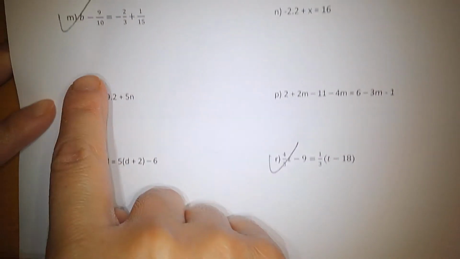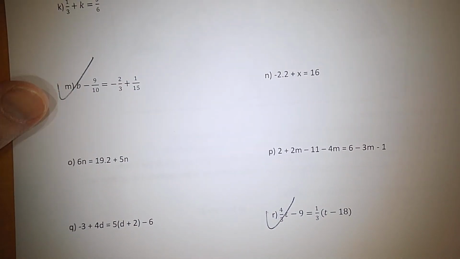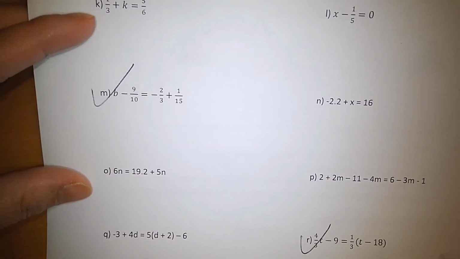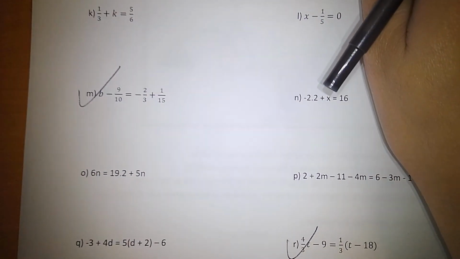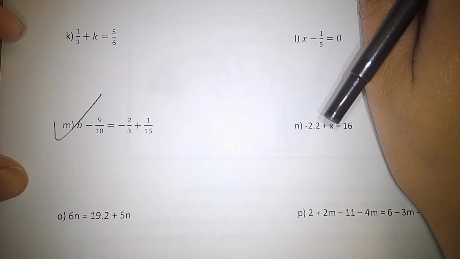So we're going to do these three questions together. If you know how to do these three questions, the rest of the questions are easier, right? Okay, so let's try all of them one by one. Okay, so question M. What is the variable in this question?